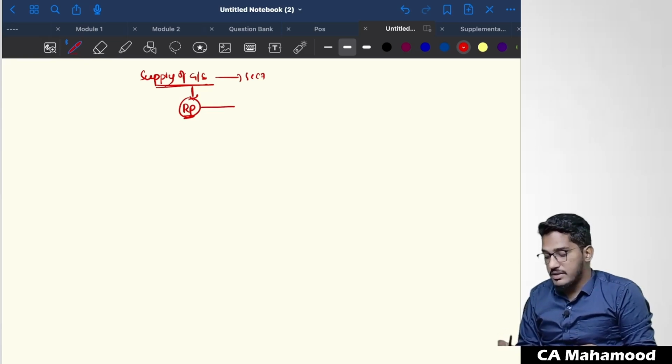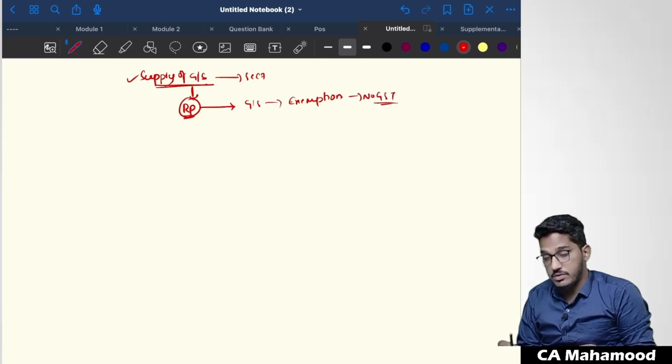However, if the goods or services are falling under the exemption category, then the registered person will not collect GST. In this case, no GST will be there. So supply of goods or services should happen, and those goods and services should not have fallen under exemption. Then the registered person will collect GST.